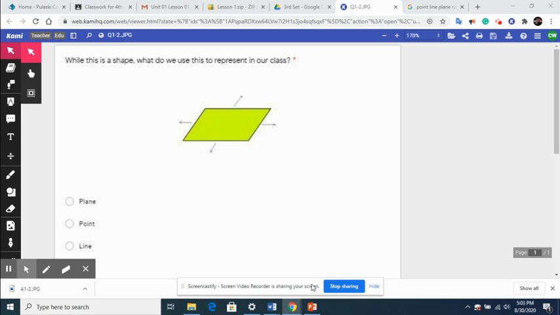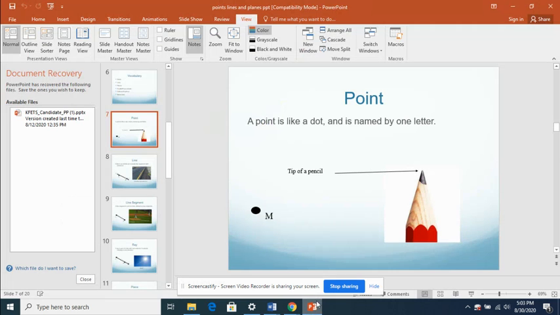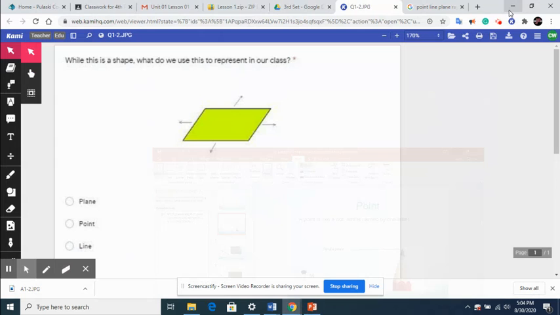Let's look at what the definition of point is. As you can tell, a point is like a dot and is named by one letter. So what we're looking at here is the black dot, letter M. That's a point. So we would just put that dot on a line, basically just like this. Boom. And we could call it point C. So that's a point. All right, let's look at our next one.